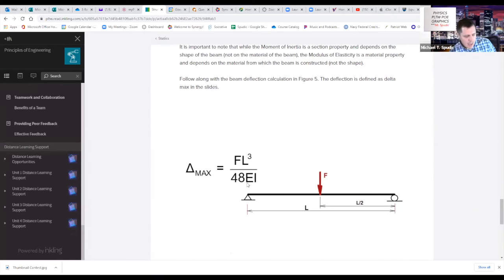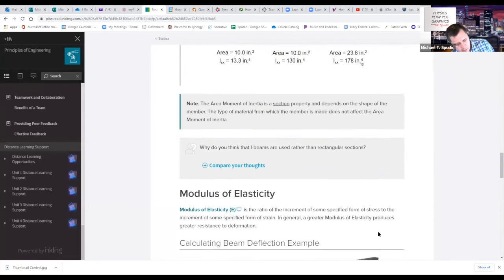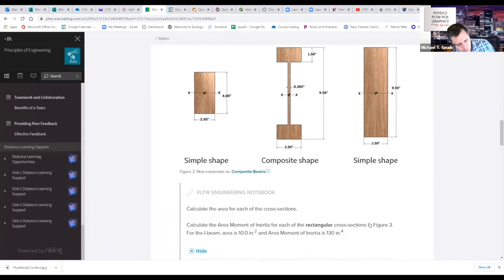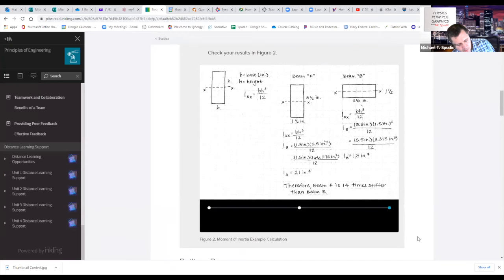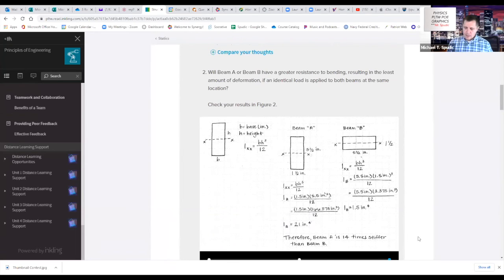And then we have the I right here, and the I is just going to be our moment of inertia that we just calculated up above.